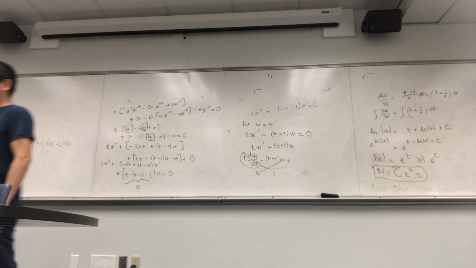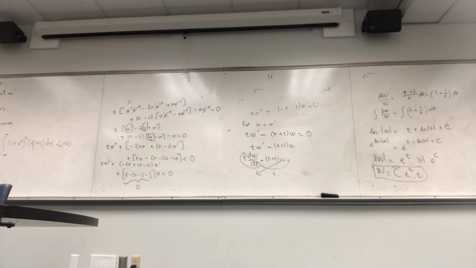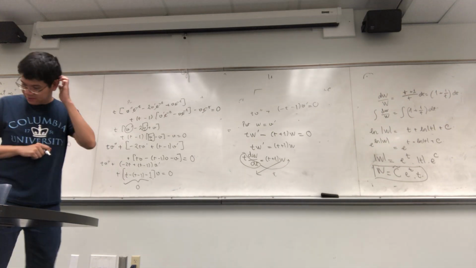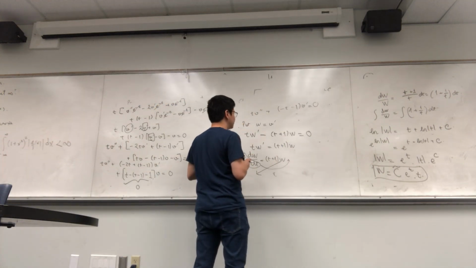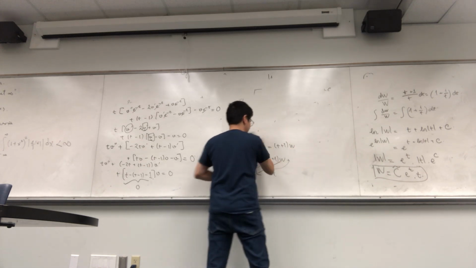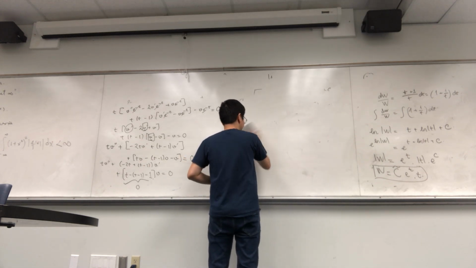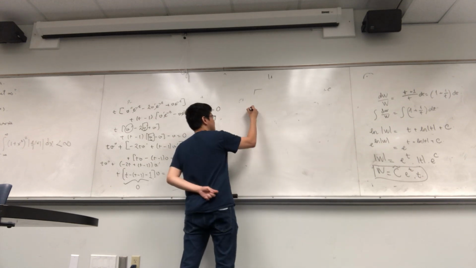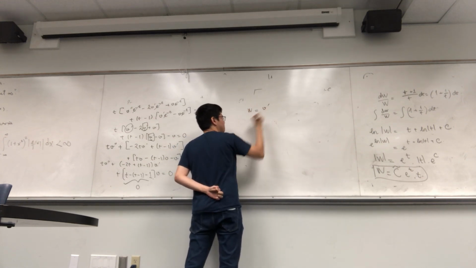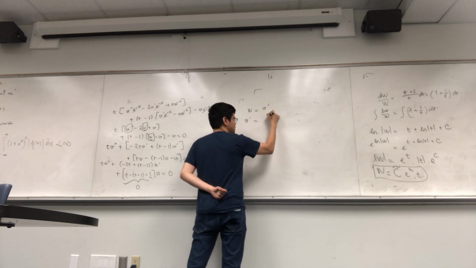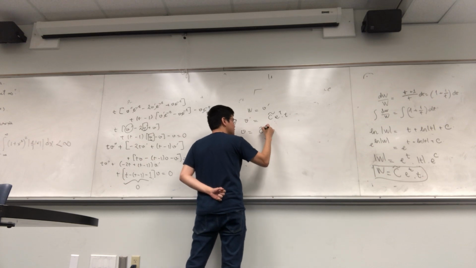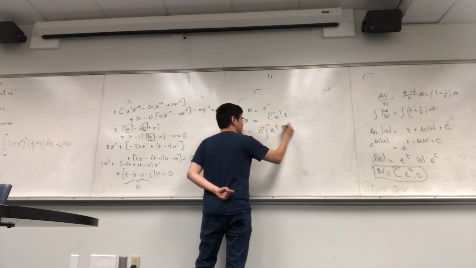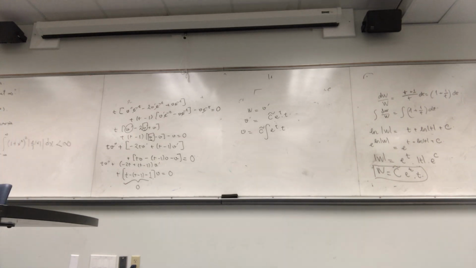How can I find v? Right. So now you have to find v. Because w is v prime, right? So v prime is c tilde e to the t times t. v will be the antiderivative of this, right?